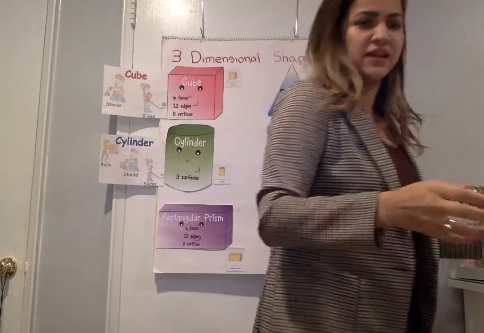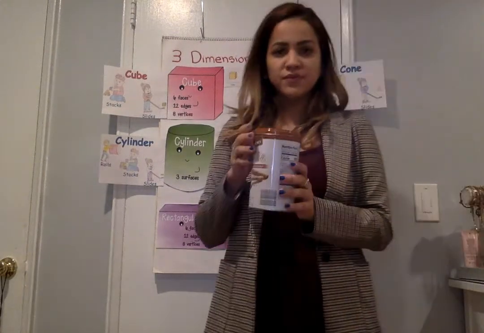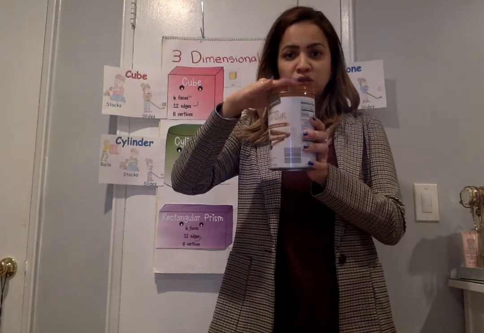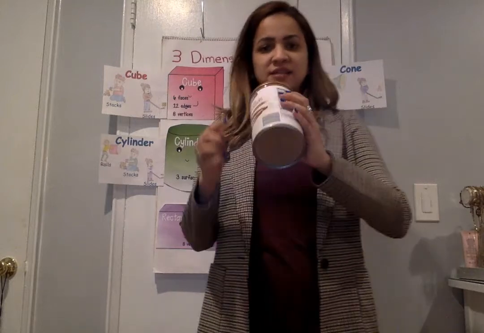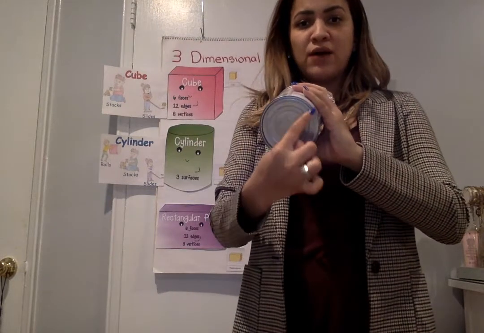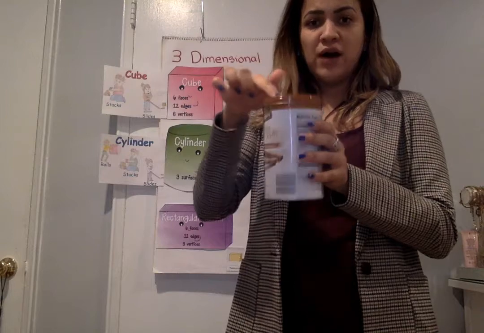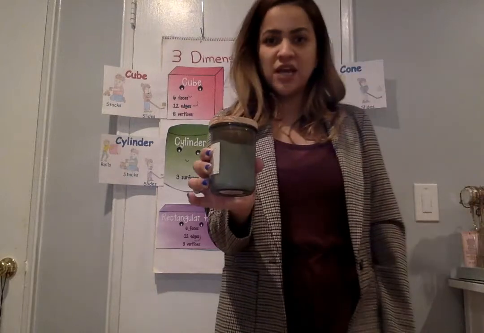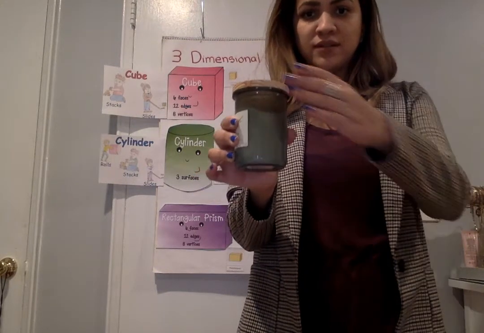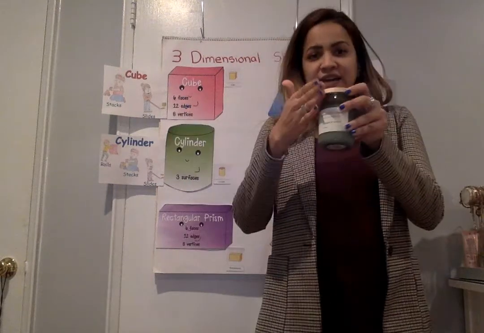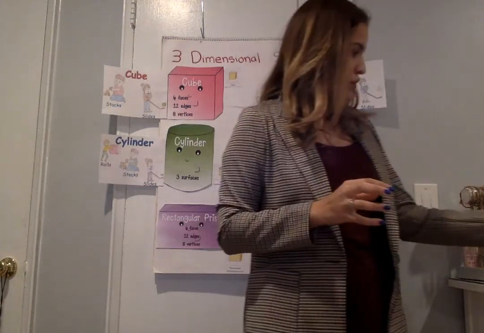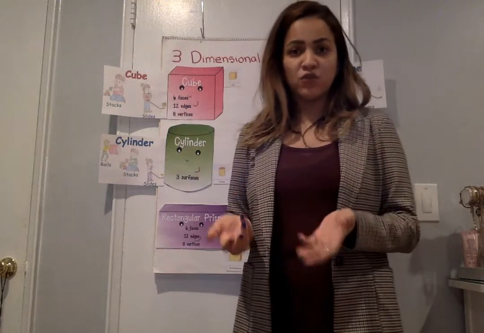Let's see if we can find another cylinder. This is also a cylinder. It has 1, 2, 3. 3 bases. The base is round. And the top as well. Even my candle is in the shape of a cylinder. The 3 faces, the round base.